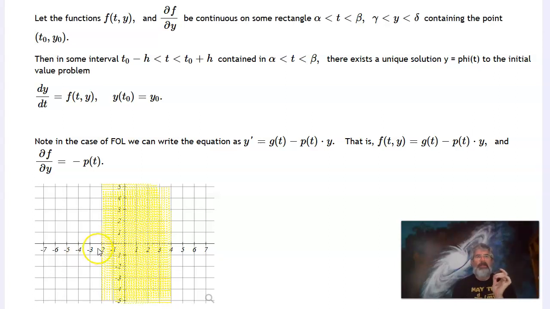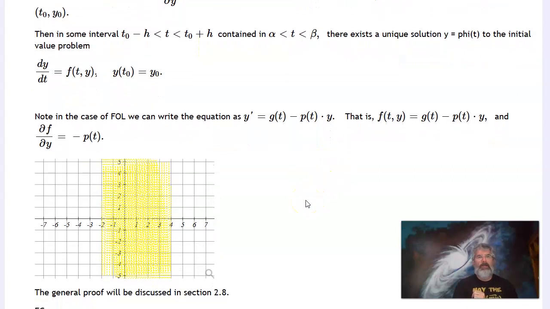So the thing is, the discontinuities in P and G cut the t-axis perhaps into some intervals, and then depending on where your initial conditions are, that would determine which part of the plane we're talking about that keeps both P and G continuous, because it doesn't matter what y is, that's always going to be continuous. Okay. So in the first order linear case, you've got these big tall rectangles that are determined by discontinuities of P and G.